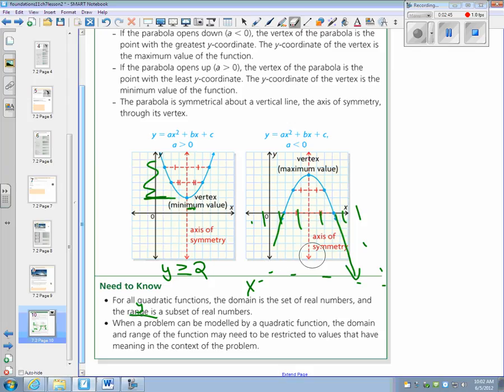Okay? And in this guy, because I have a maximum, because it's a parabola opening down, it's all y less than or equal to this point right here. Okay, so it's a subset.